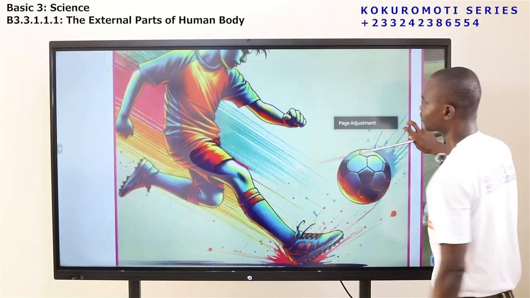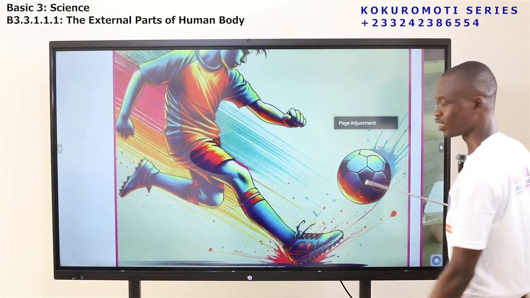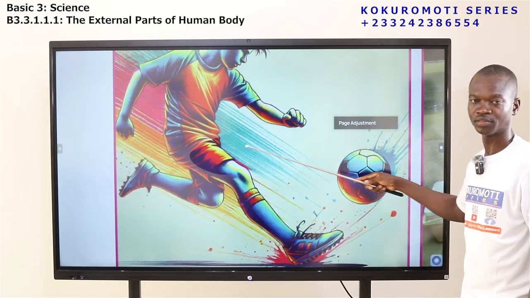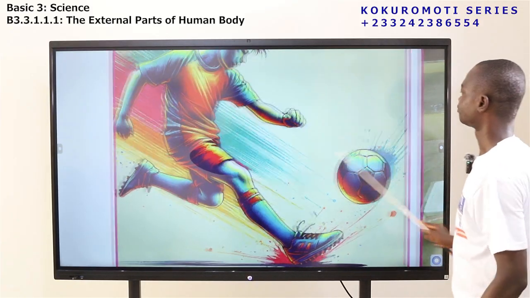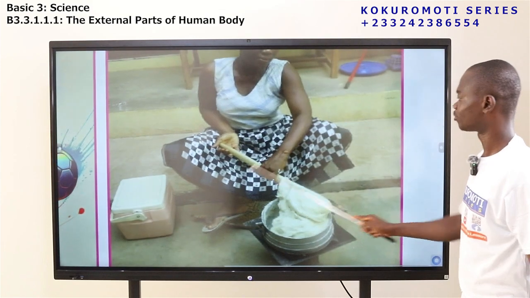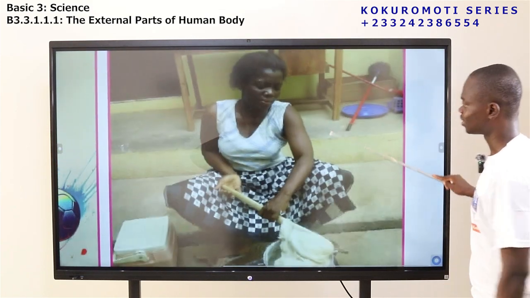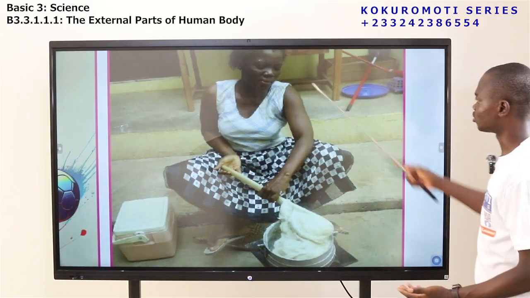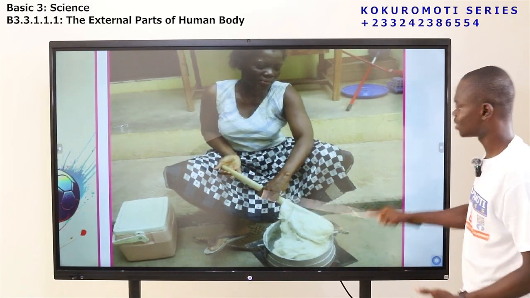So, when you come here, look at this picture. The boy is playing what? Football. He's kicking the ball. So which part of the body is he using? So you can tell. Look at this woman. What is she doing? She's preparing banku. Which part of the body is she using? She's using the eyes, the hands, the legs.